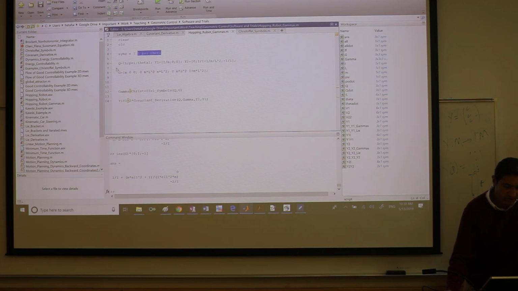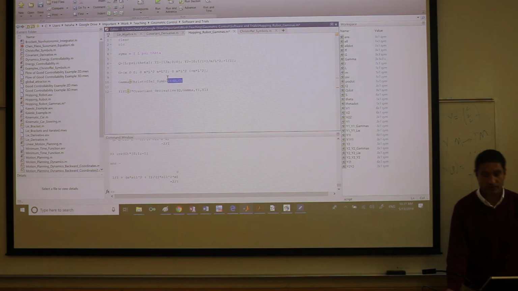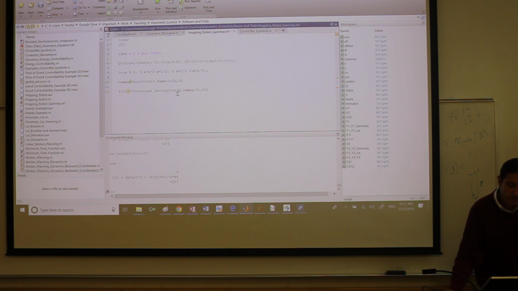These are your coordinates. My configuration coordinates are L, psi, and theta. My Y1 is this guy. My Y2 is that guy that we got. I give it the Riemannian metric, the mass matrix, right? These are the components of the mass matrix, m, L squared, and here we have I plus mL squared. And then I wrote this to get the Christoffel symbols out of the Riemannian metric. The very boring definition, but the computer will do it. Okay, so we got the gammas.